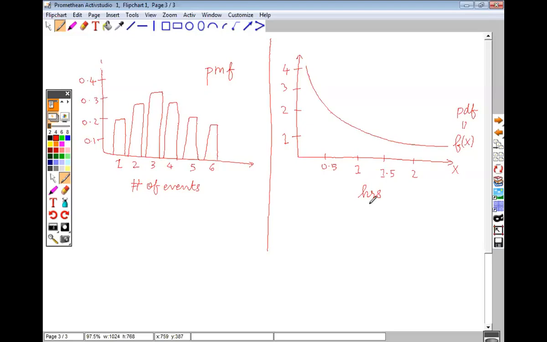Now, if we have to get into the nitty-gritties of it, we know that we define any distribution with the parameters that it has. Does anyone know what are the parameters of the Poisson distribution?